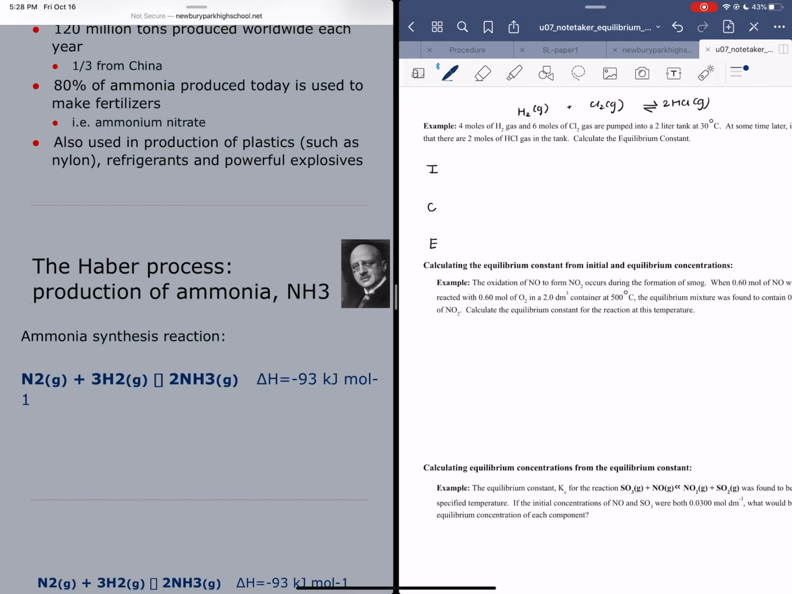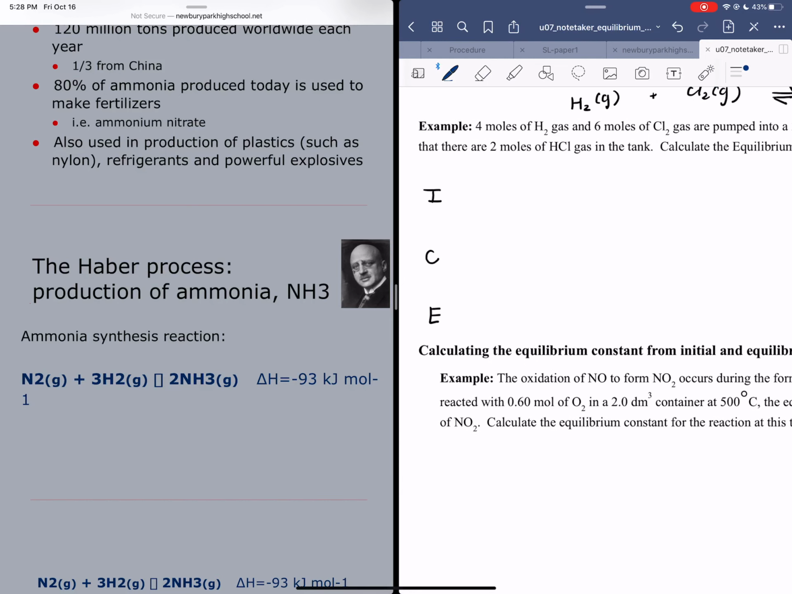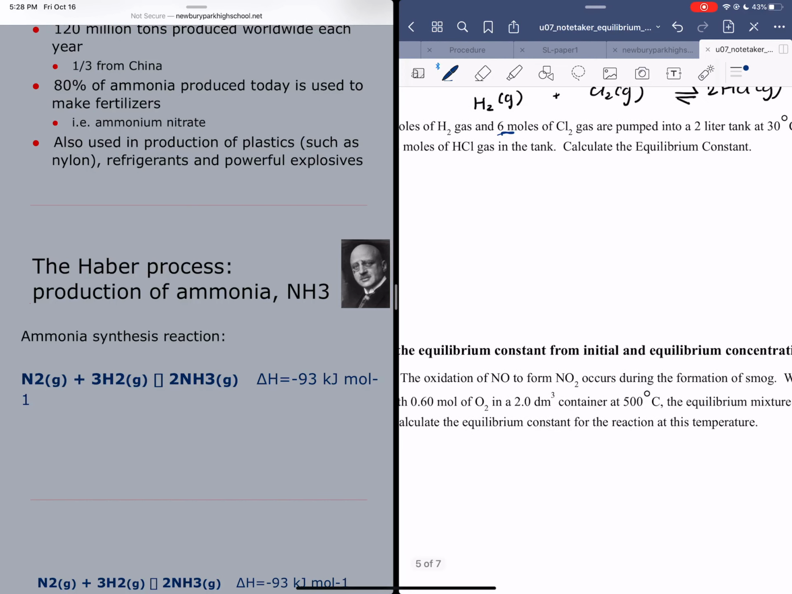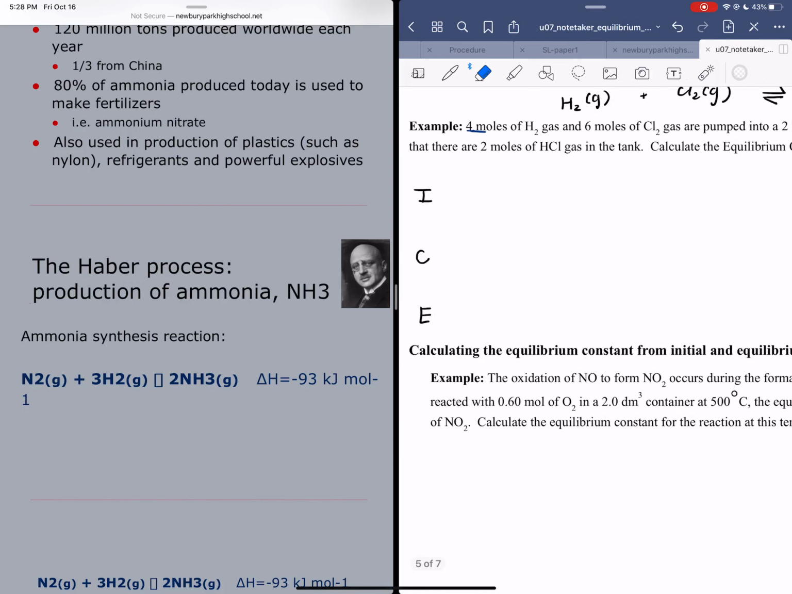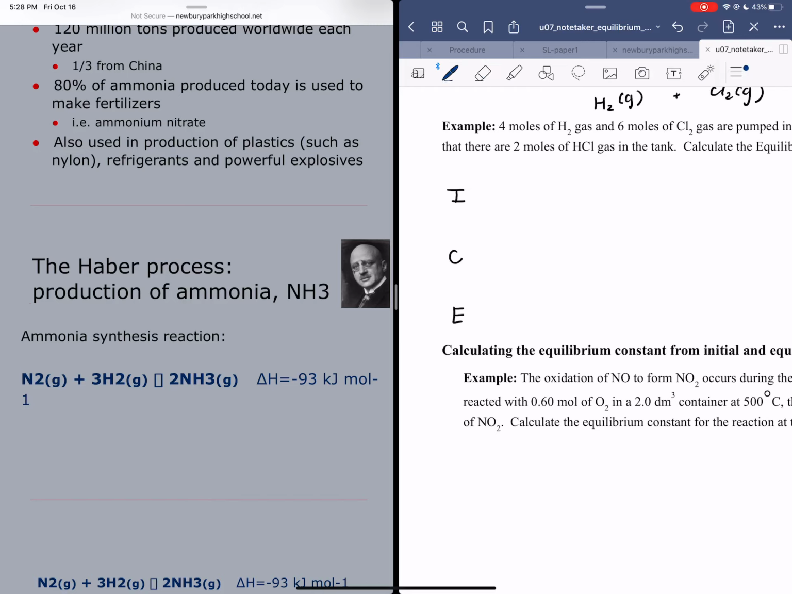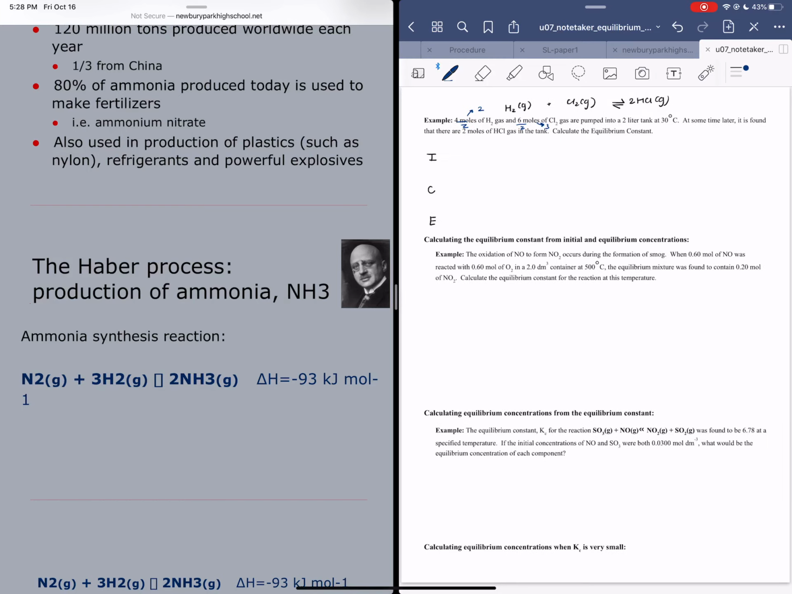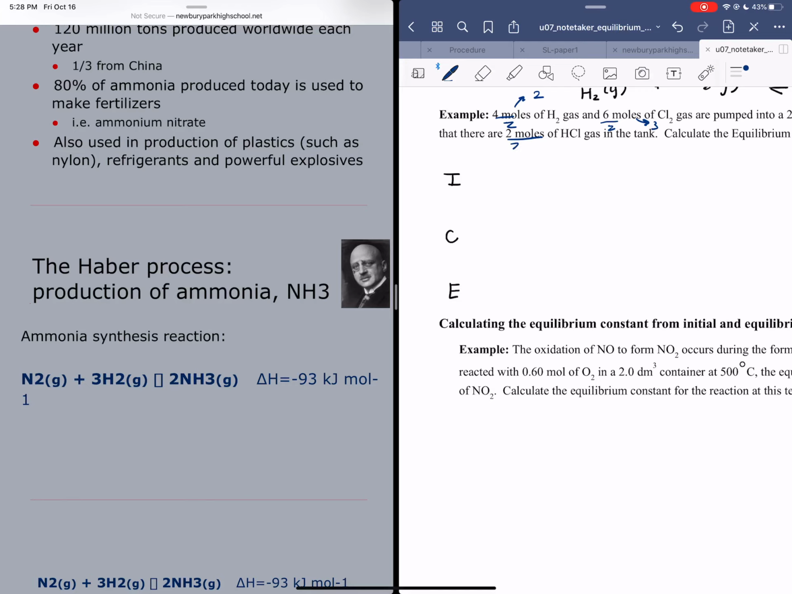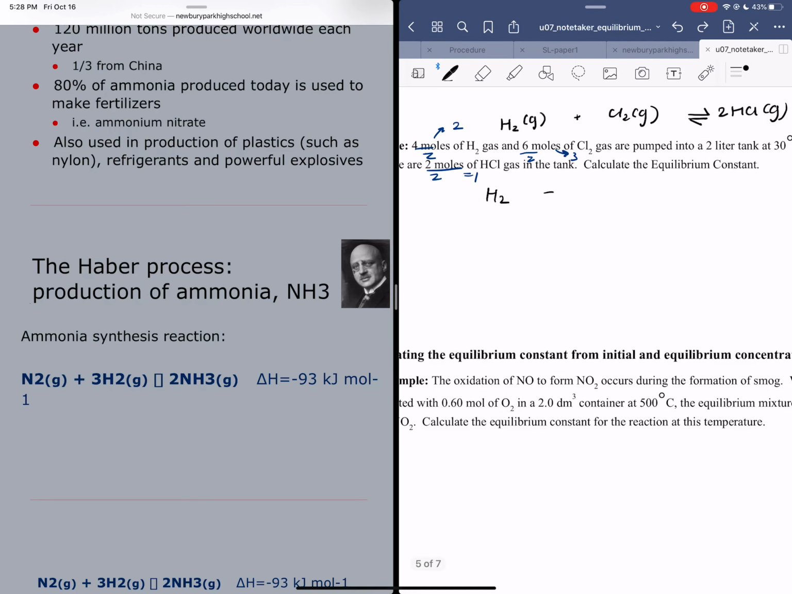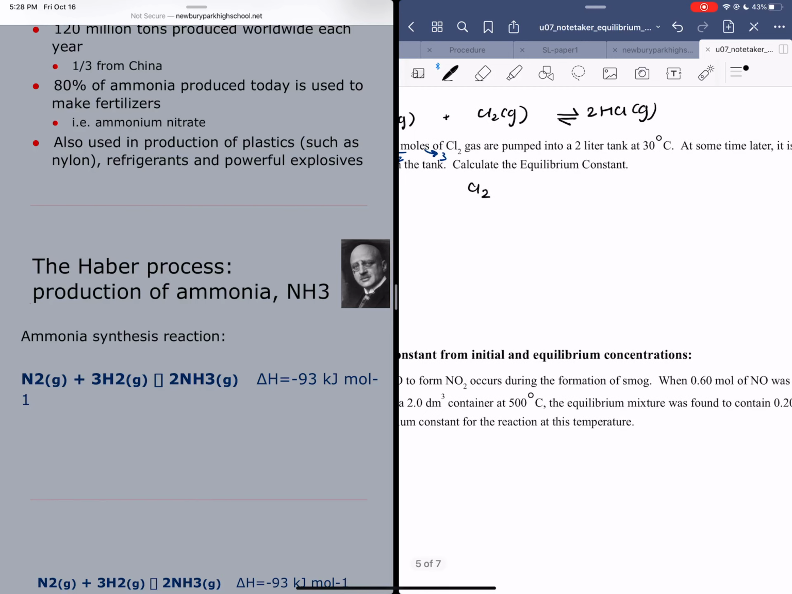Okay, so with this one, it gives us moles and it gives us volume, but the volume is 2 liters. So what do we do? We know that concentration is moles over volume, so we divide all these by 2. So this becomes 2, this becomes 3. And this 2 moles HCl becomes 1. We also need to put our reactants down. So we have H2, we have Cl2, and then we have 2HCl.